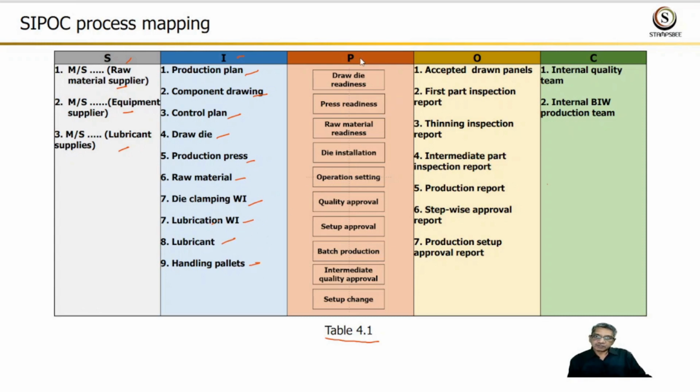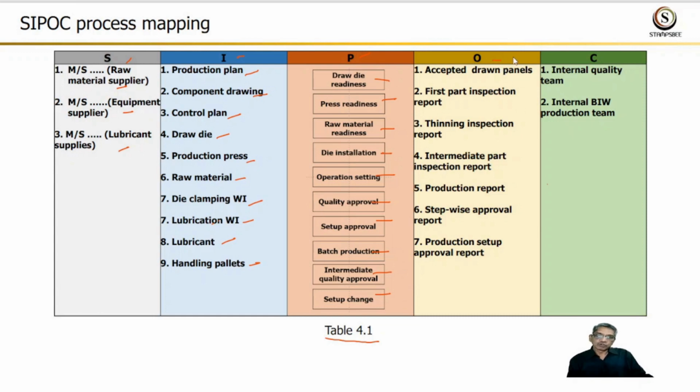Column P shows the process steps such as draw die readiness, press readiness, raw material readiness, die installation, operation setting, quality approval, setup approval, batch production, intermediate approval and setup change.